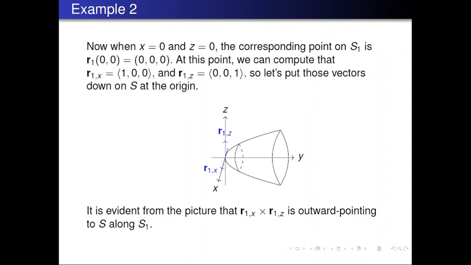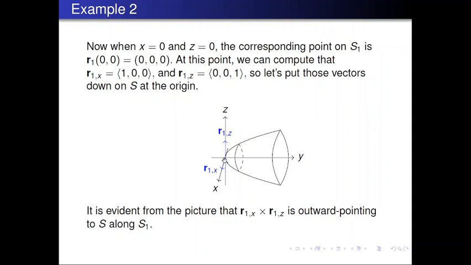So we can use the formulas we had for R1x and R1z, those tangent vectors, and get that R1x was 1, 0, 0, and R1z is 0, 0, 1. Oh, hey, I know those vectors. Love them, right? So let's put those down here, and let's see.